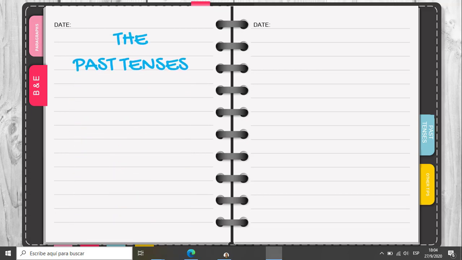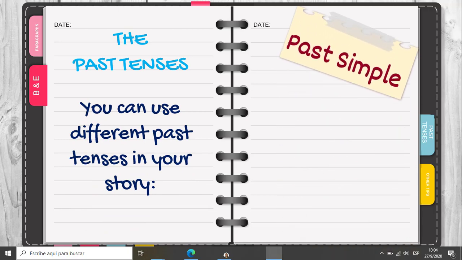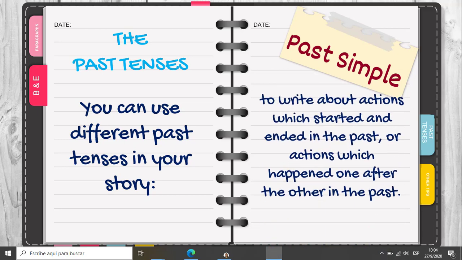Now let's talk about the past tenses. When you write a story, you usually write it in the past. So you can use different past tenses in your story. For example, past simple. You use past simple to write about actions which started and ended in the past, or actions which happened one after the other in the past. For example, I walked into the room, then I realized.